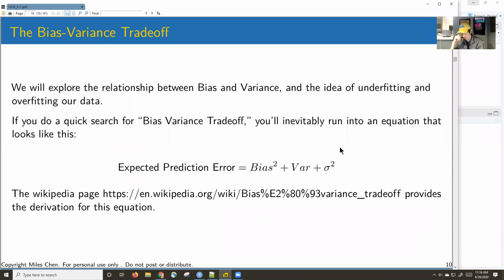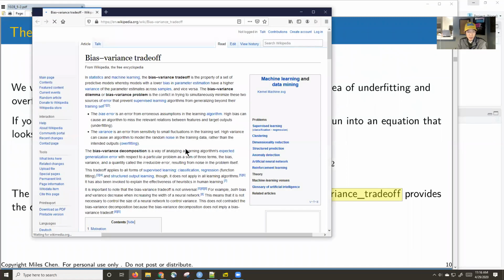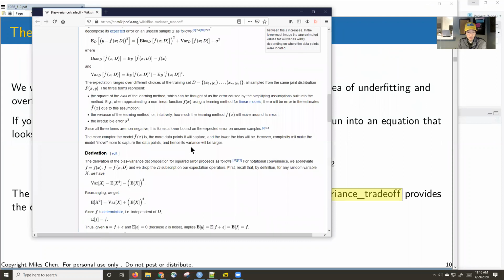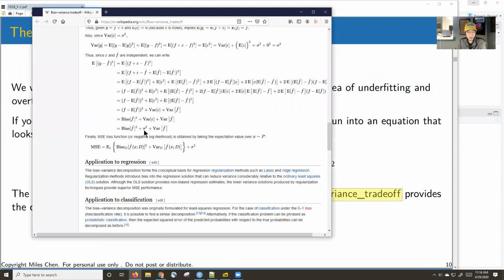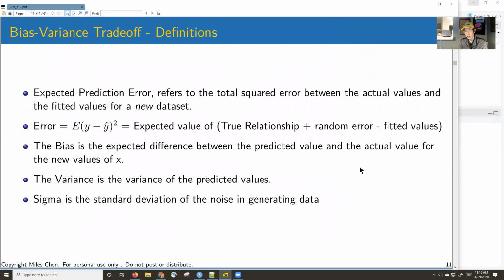And so I wanted to delve into that and show you some pictures here. You could also read up on the Wikipedia page on the bias-variance trade-off, and that gives you this: the expected value of the difference between this and this, squared, is this. And so our expected prediction error is bias squared plus variance plus sigma squared. I'm dodging some math here, but we'll look at it visually with some models.